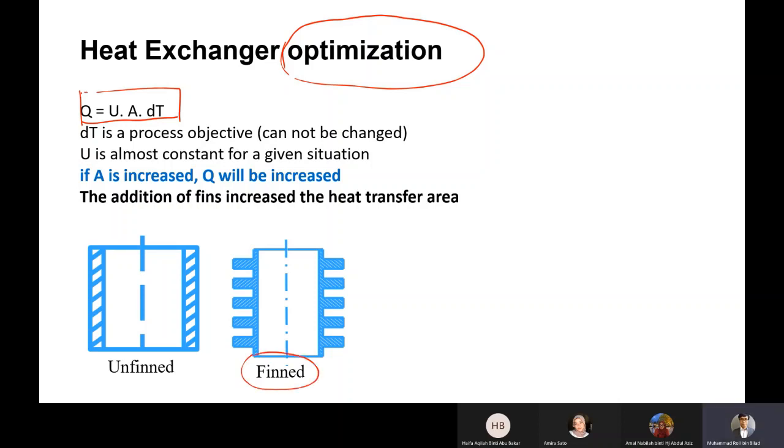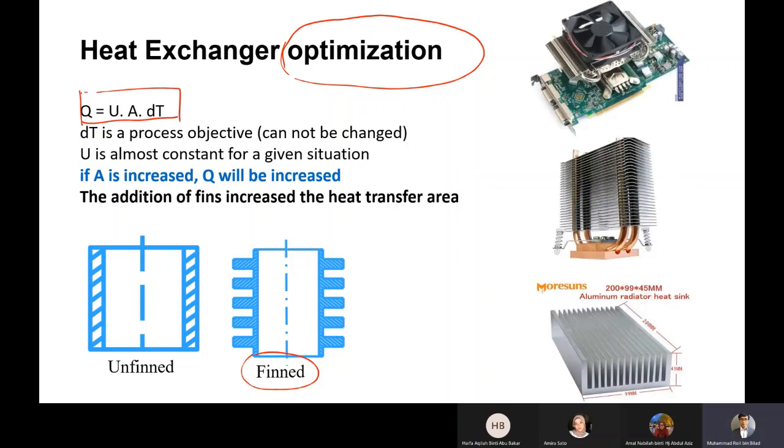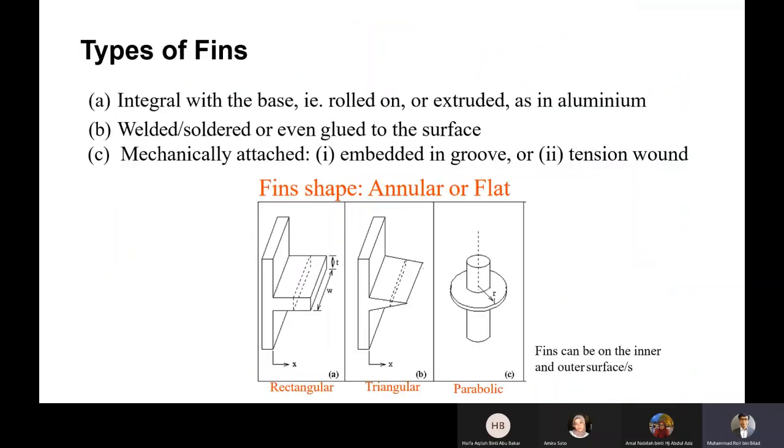How to do it, the popular way is by using fins. You just add some fins outside of your heat exchanger. You've seen it a lot in your computer, in your laptop. If you open it, this part is fins. You see a lot of fins here. This is also fins. The aim is to increase Q, the heat transfer.